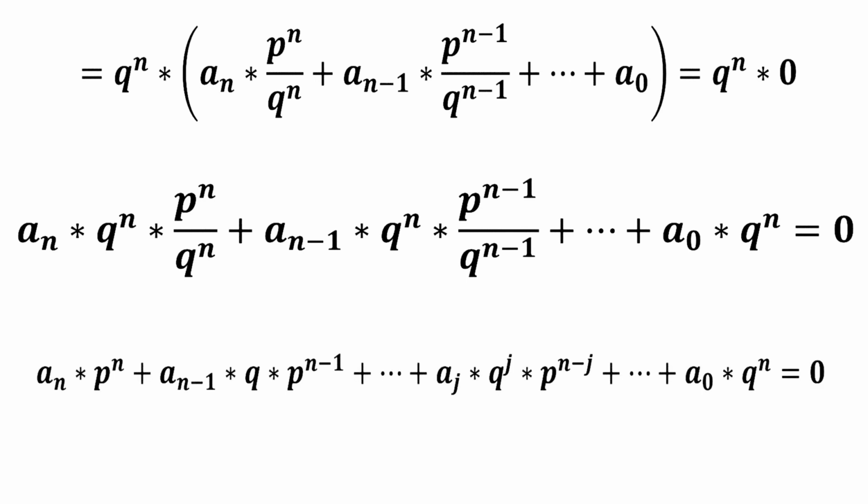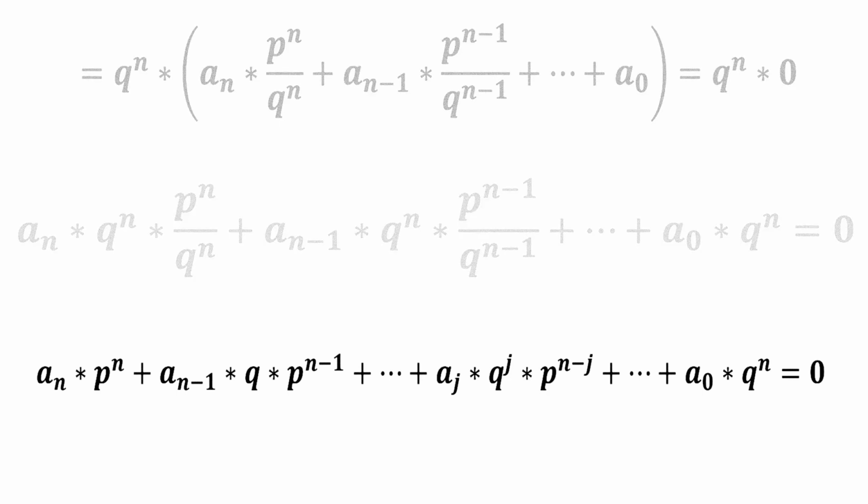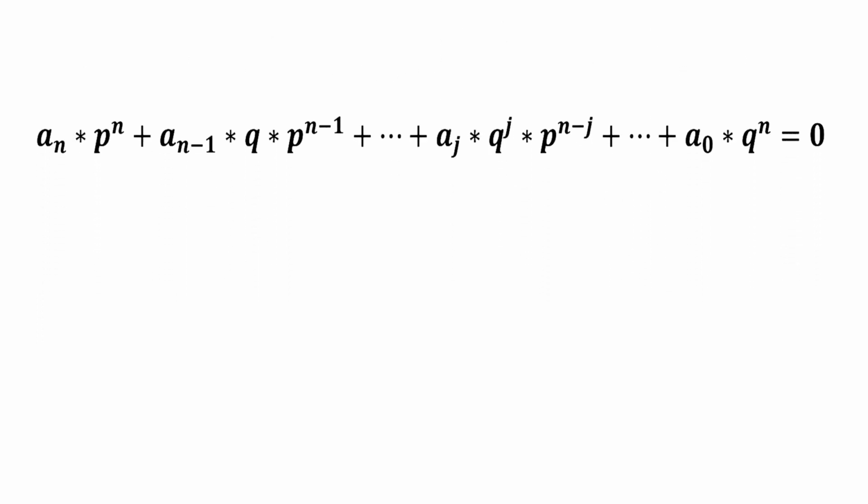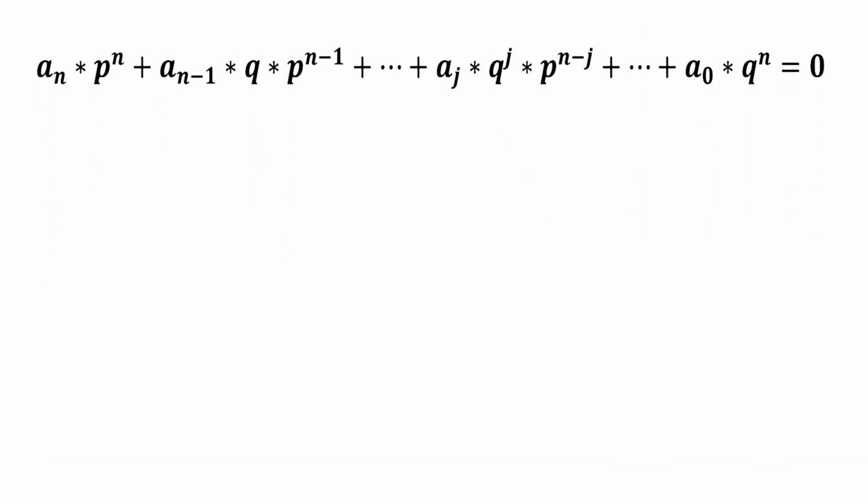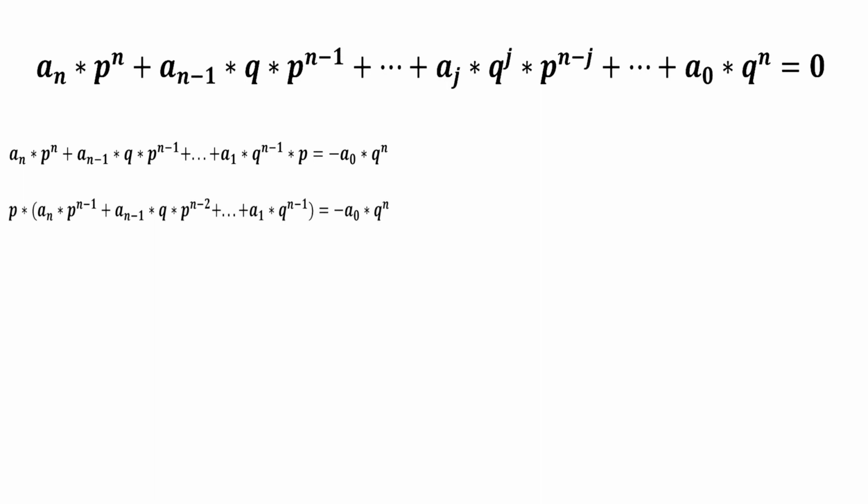And from here, we'll be able to set up two equations that will give us our result, one for our p and one for our q. For our p equation, we are going to take our a naught q to the n and subtract it over to the right side. This is going to leave all the terms on the left side of our equation with a factor of p, which we'll be able to factor out and have p times a ton of stuff equals negative a naught times q to the n.